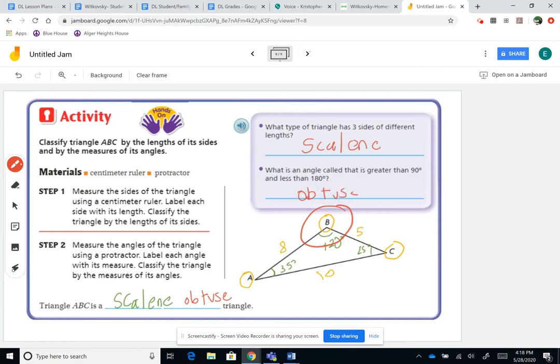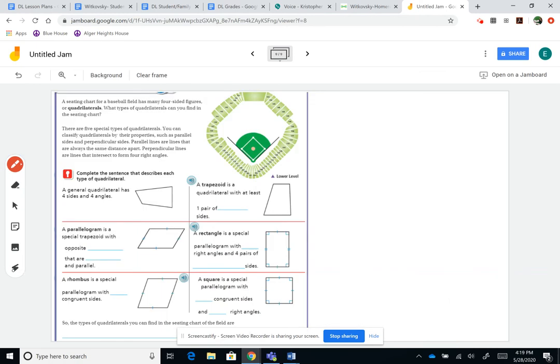Okay, all right, let's check out our last page here. Let's look at some quadrilaterals. All right, a seating chart for a baseball field has many four-sided figures or quadrilaterals. What type of quadrilaterals can you find in the seating chart? There are 5 special types of quadrilaterals. You can classify quadrilaterals by their properties such as parallel sides and perpendicular sides. Parallel lines are lines that are always the same distance apart. Perpendicular lines are lines that intersect to form 4 right angles.